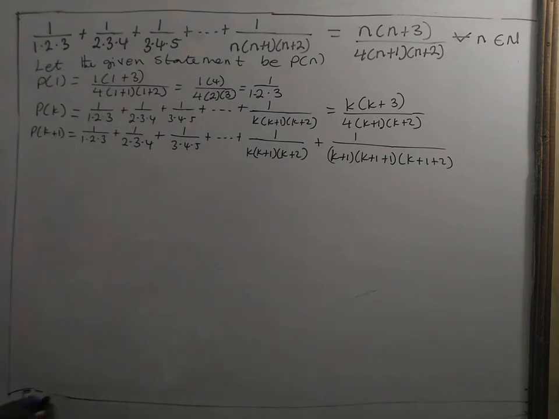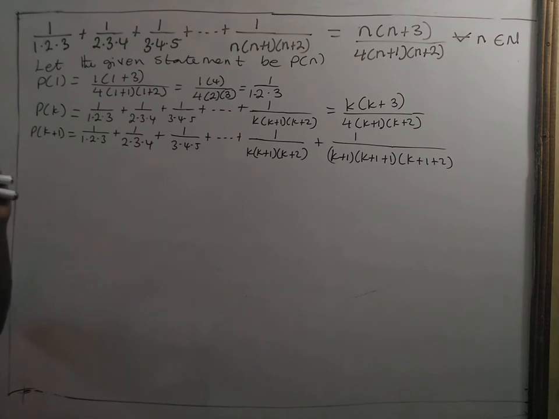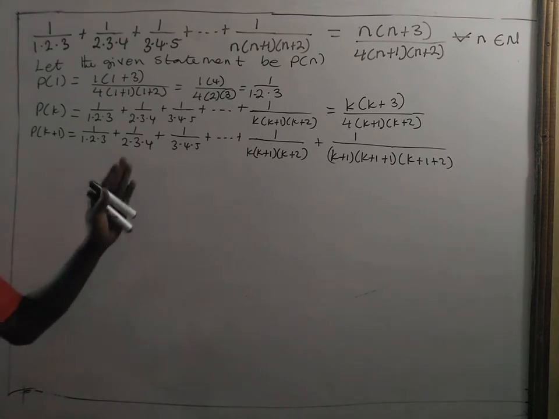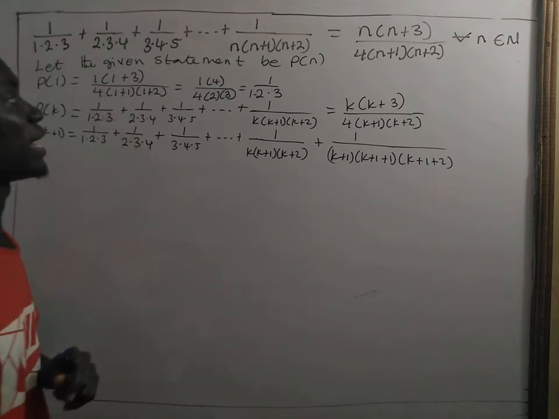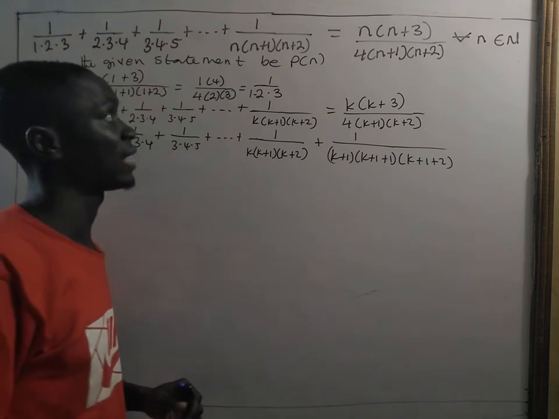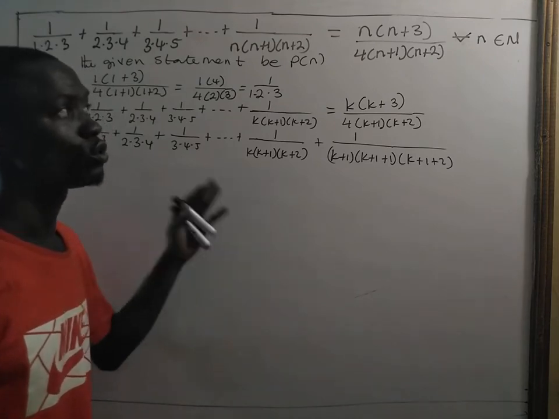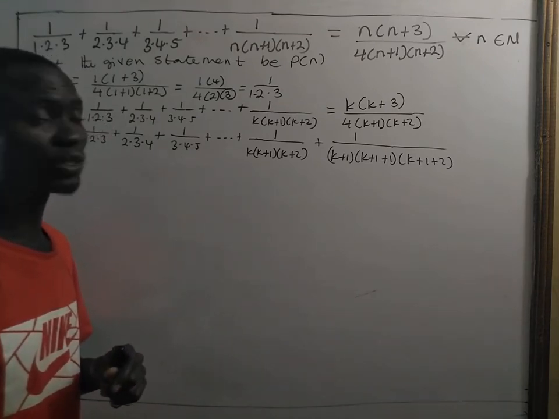Using the principle of mathematical induction, prove that 1 divided by 1 times 2 times 3, plus 1 divided by 2 times 3 times 4, plus 1 divided by 3 times 4 times 5, plus ... plus 1 divided by n times (n plus 1) times (n plus 2) is equal to n times (n plus 3) all divided by 4 times (n plus 1) times (n plus 2), for all n in the natural numbers.